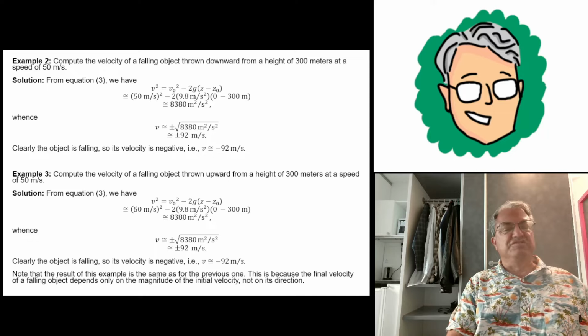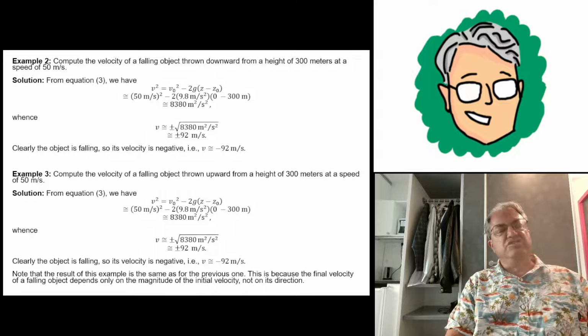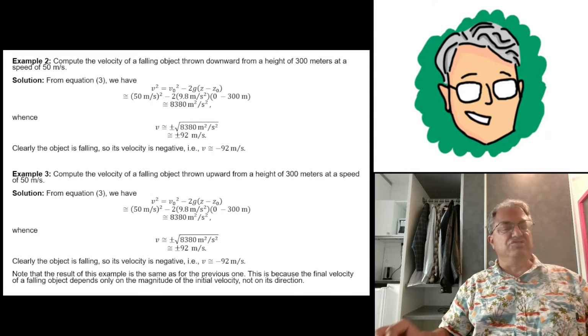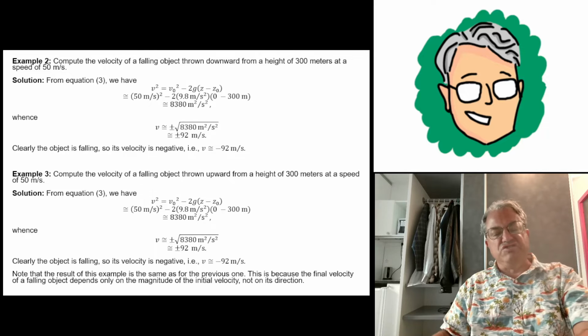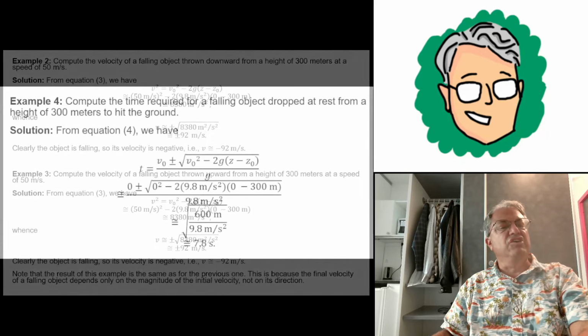I don't want to go into this because that'll take us farther afield into physics. But it turns out that the final velocity of an object hitting the ground only depends on the difference in potential energy if you start with the same kinetic energy. That's why you get the same answers for part 2 and part 3. 92 meters per second, very fast.